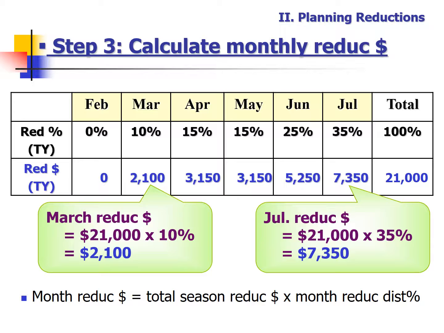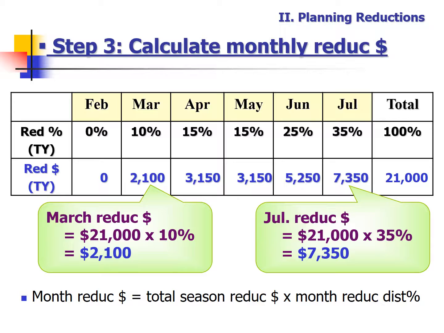Now, step 3 is planning the monthly reductions dollar based on this reductions percent distribution plan, right? So we've got the reduction percent distribution plan for February through July, and knowing that this year's seasonal total reductions dollar, which we already planned earlier, was going to be $21,000. Then we know that 0% of this $21,000 should happen in February, and 10% of the $21,000 will be allotted to March reductions, etc.